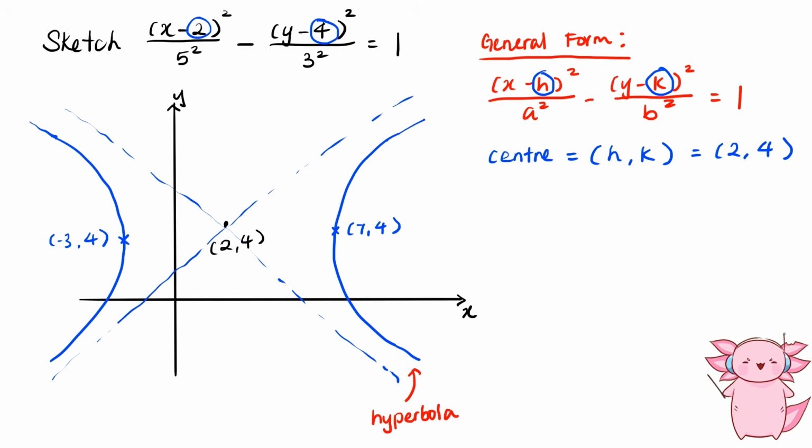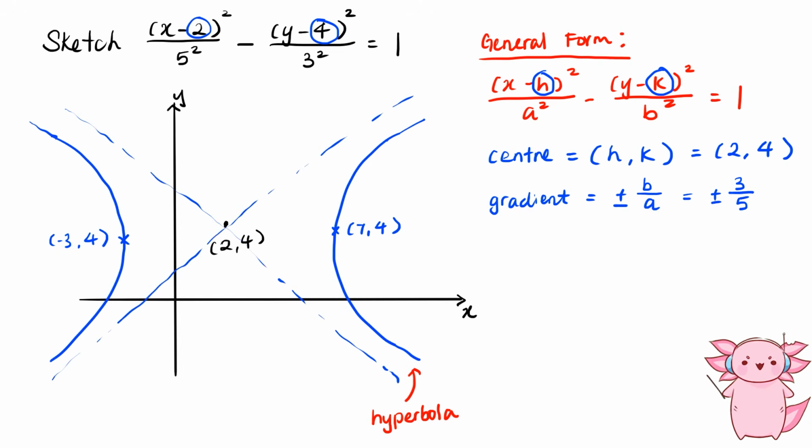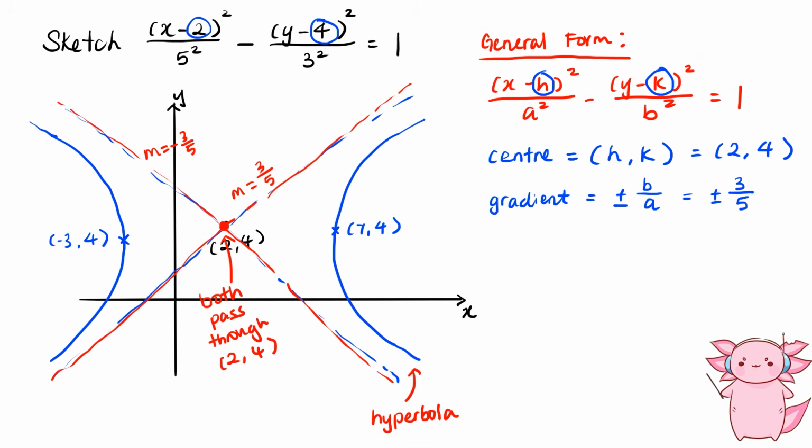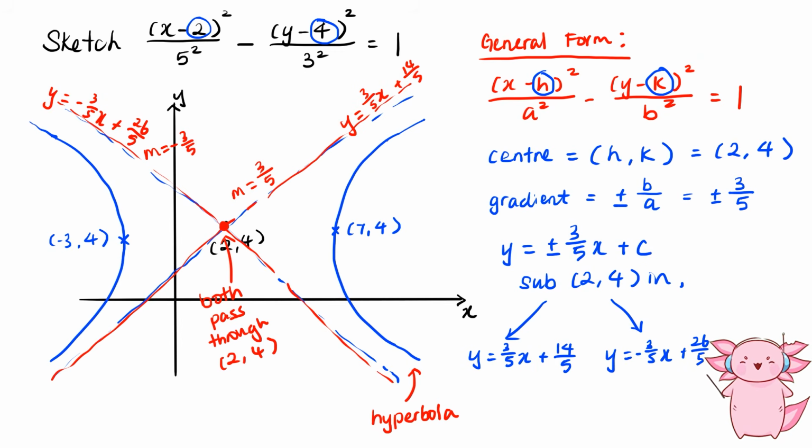If we take a look carefully, the graph actually has 2 oblique asymptotes, and each one of them has a gradient of plus minus b over a. So this asymptote here has a gradient of 3 over 5, and this has a gradient of negative 3 over 5. And since both of them pass through the center of 2 and 4, we can construct the equation of these two lines by subbing in this point and solving for c.